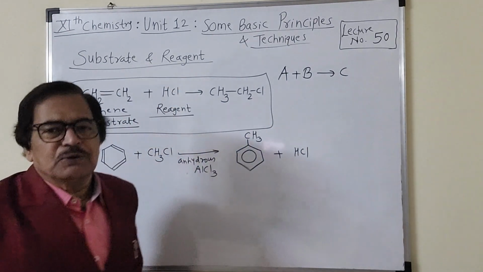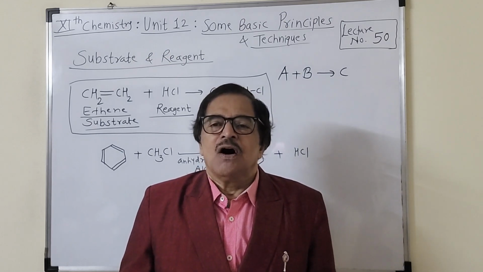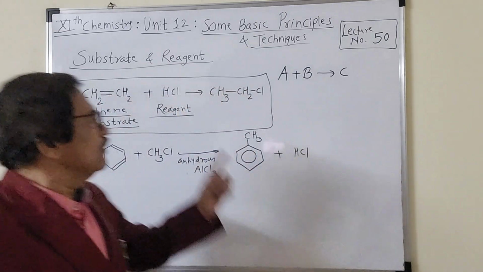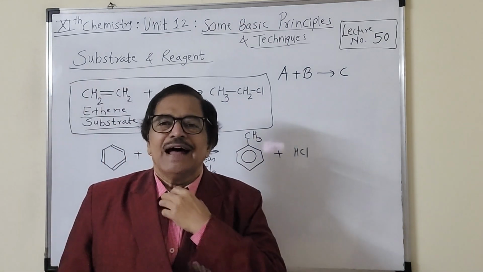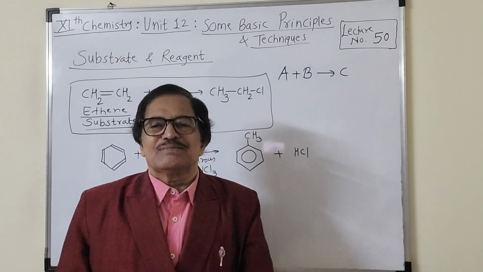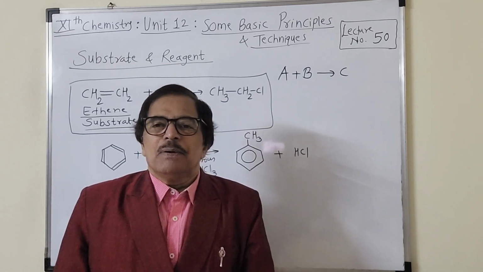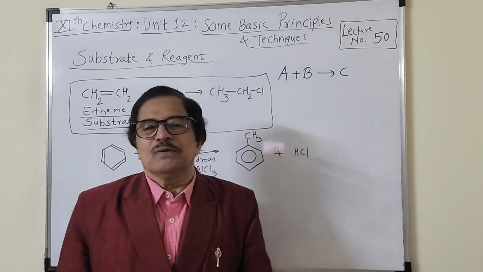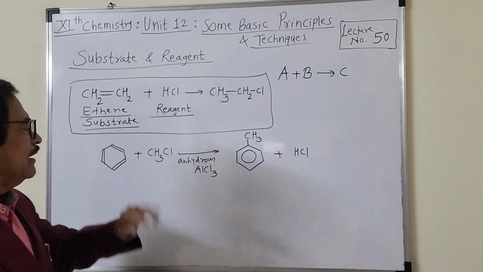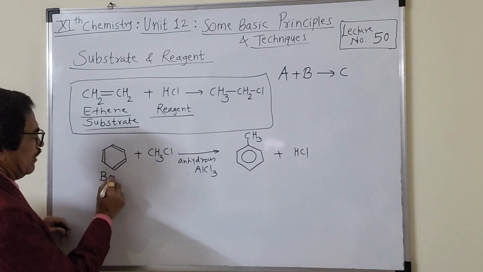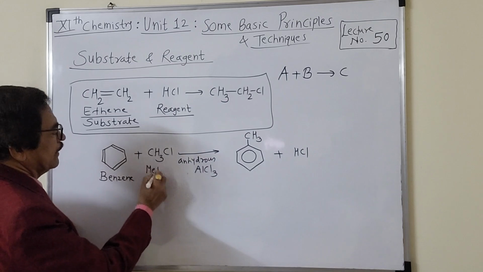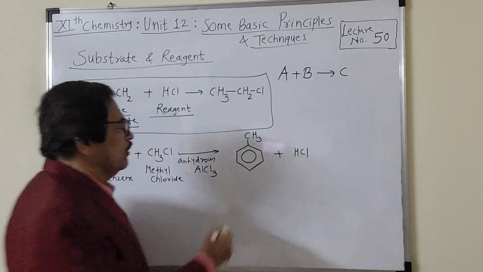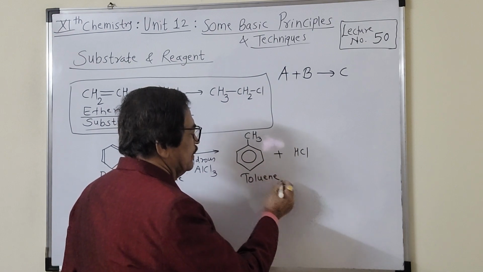Now earlier I told you that in an organic chemistry reaction, the organic compound should be considered as the substrate, as happens here: the organic compound is ethene, that is the substrate, and the other substance will be considered as the reagent. Okay, correct. But now the difficulty comes in the other reaction. Here both the substances are organic compounds. Benzene is also an organic compound, methyl chloride is also an organic compound. So here, arbitrarily, the product is toluene, methylbenzene. Okay, fine.